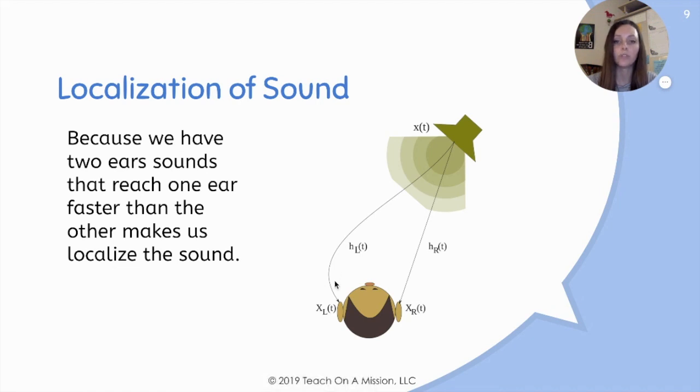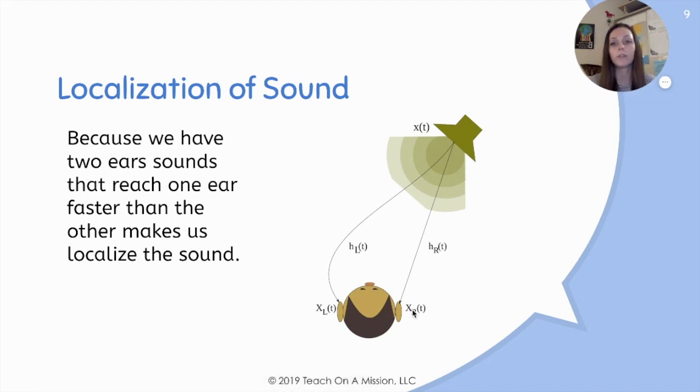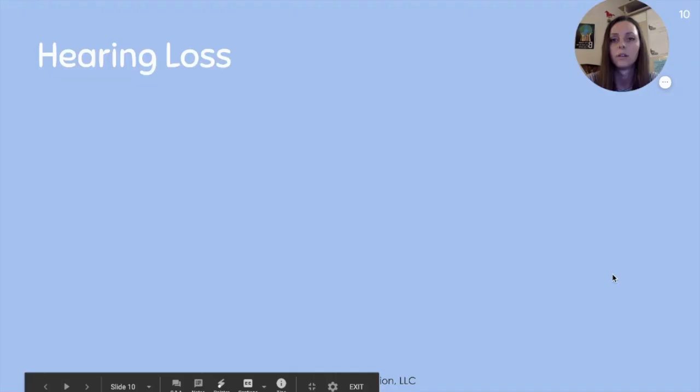Localization of sound. So you've got two ears, and in most of our cases, both of them work. Because we have two ears, sounds that reach one ear faster than the other make us localize the sound. For example, if you're in class and I'm standing on your left side, your left ear is closer to me, and that helps you localize the sound: oh, the sound is coming from Miss Thompson on my left, because that sound is hitting your left ear first before it has to travel around to the right ear. So this allows you to figure out where that sound is coming from, and it allows you to put a location behind the sounds that you're hearing.